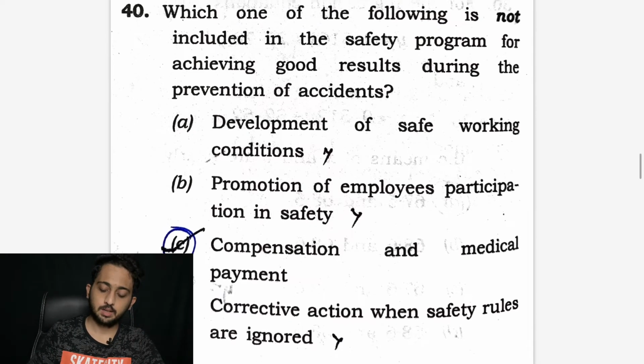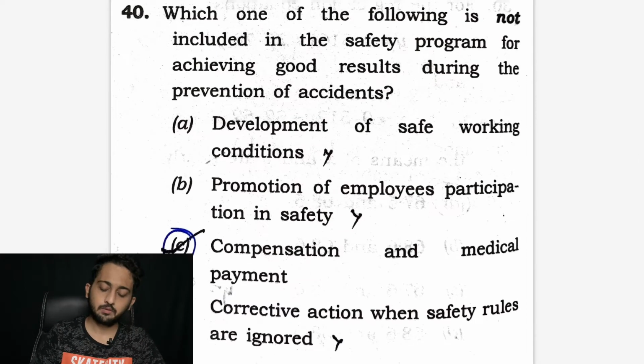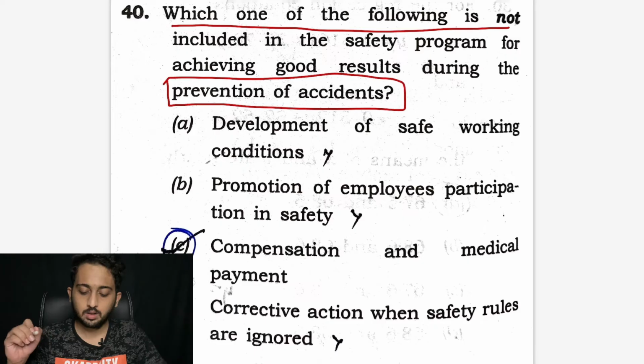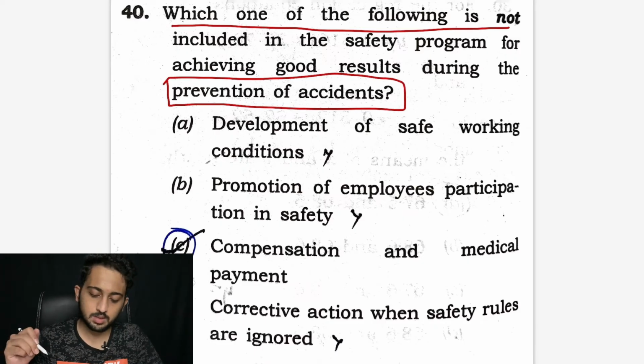So this question is related to safety. Most of the safety questions we can directly attempt in the exam even without any preparation. So here in this question, which of the following is not included in the safety program for achieving good results during the prevention of accidents? So mark this word. During the prevention of accidents, which of the following is not included?